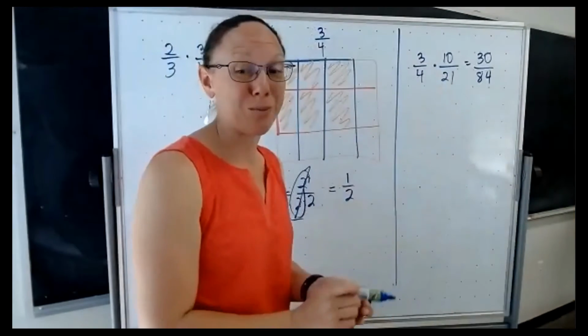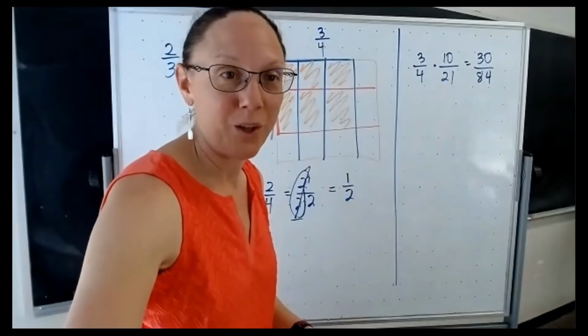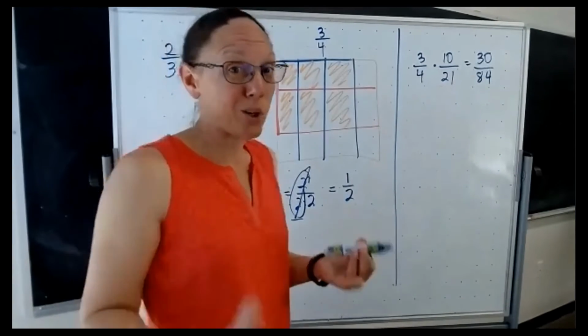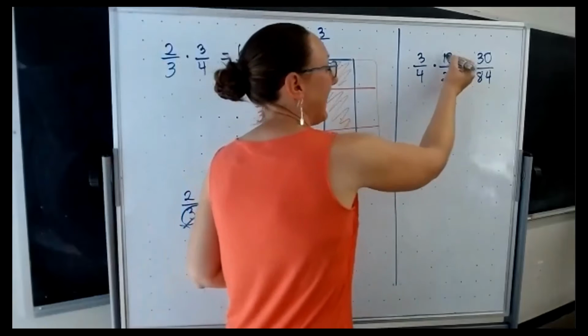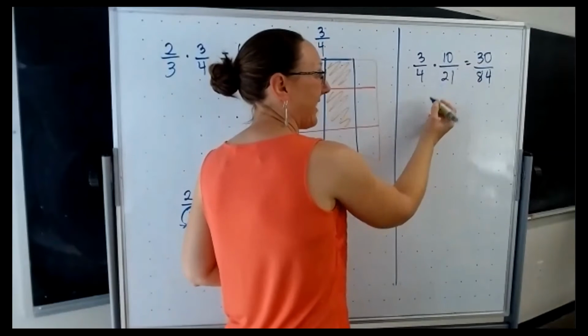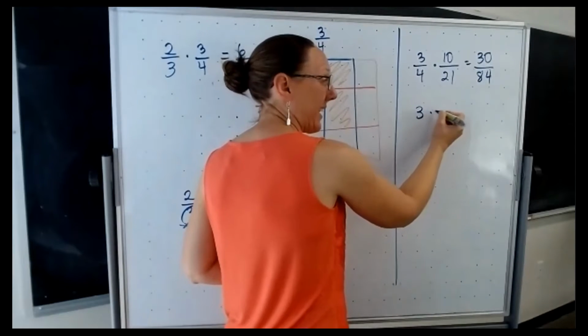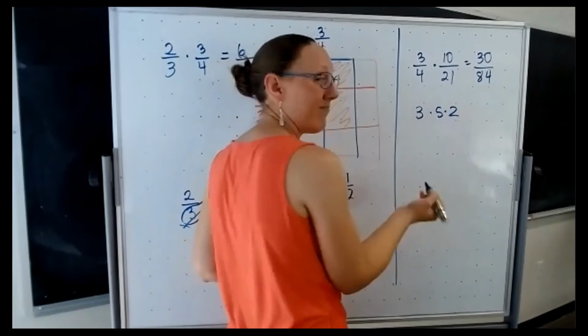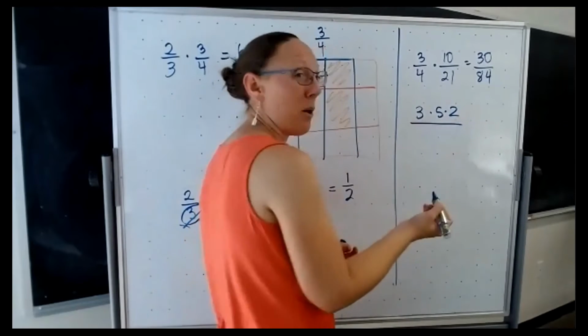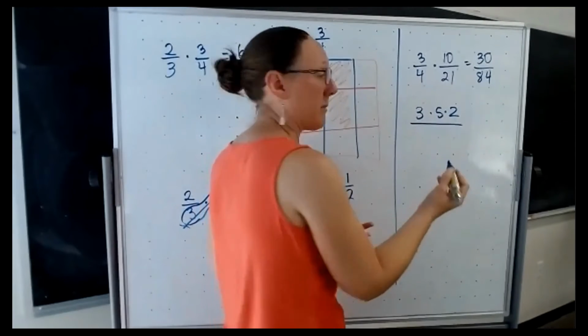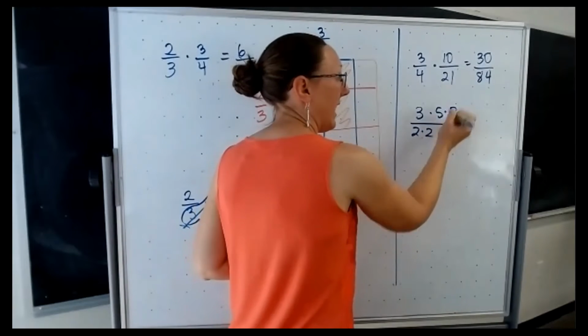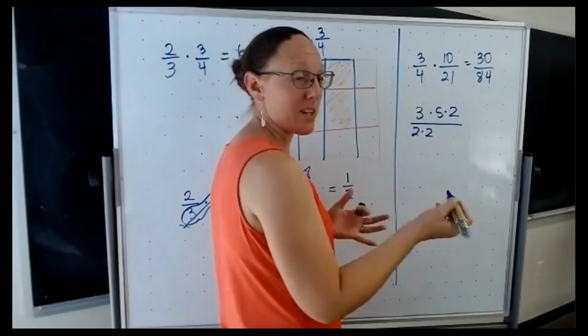So if I was actually presented with this problem, what I personally would do is to look at that 10 and really see that 10 as 5 times 2. And in the denominator, see the 4 as 2 times 2. And that 21 as 3 times 7.